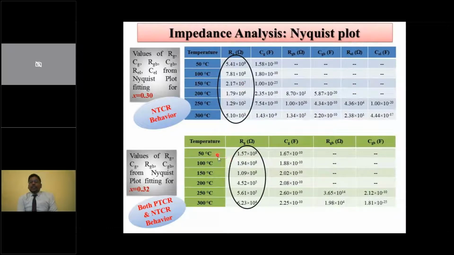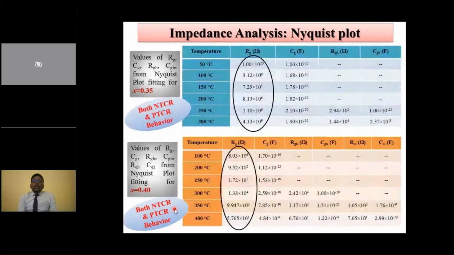But in the case of x equal to 32, there is grain resistance that is decreasing as well as some that is increasing, because here it is decreasing, then this is increasing, and again decreasing. This shows both types of behavior, that is, positive temperature coefficient of resistance (PTCR) as well as NTCR behavior. In the case of x equal to 35, both NTCR and PTCR behavior are there.